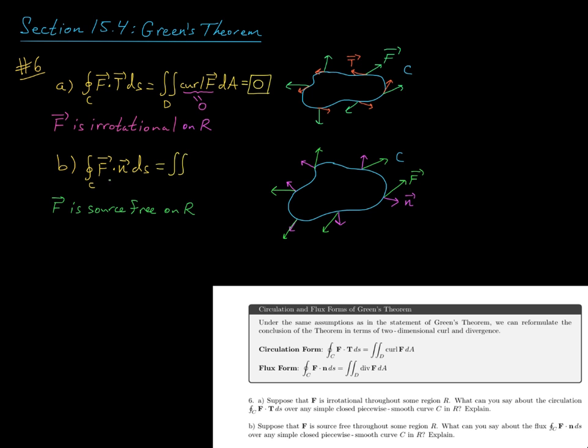And from the last video, we know that the flux integral is equal to the double integral over the region D enclosed by this path C of the divergence of our vector field. And if we are source free, then again, by definition, that says that the divergence of the field is equal to 0 everywhere in this region R. So in particular, it'll be 0 in this region D enclosed by our curve. And so we conclude that the flux of our field is equal to 0 across this curve C.